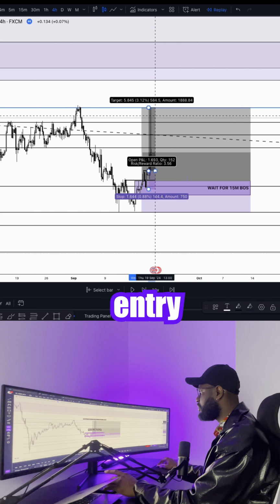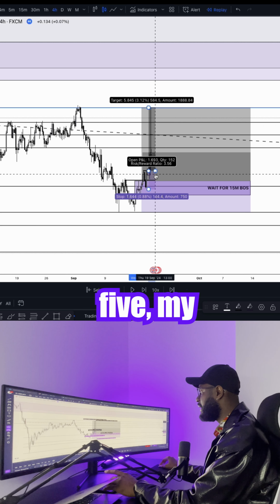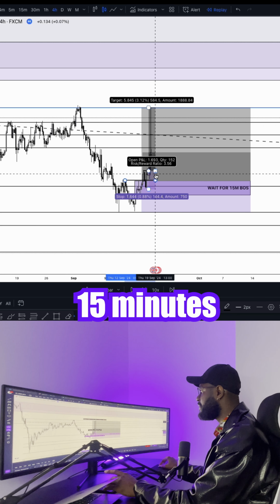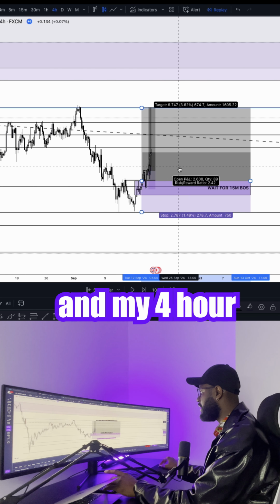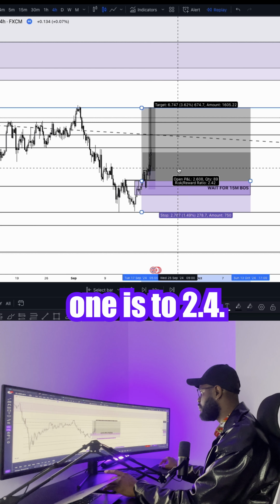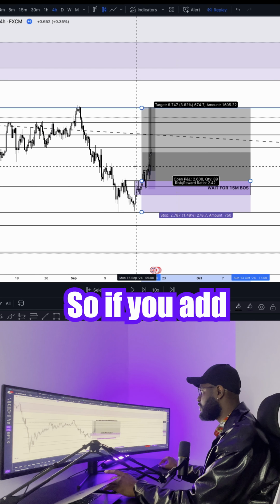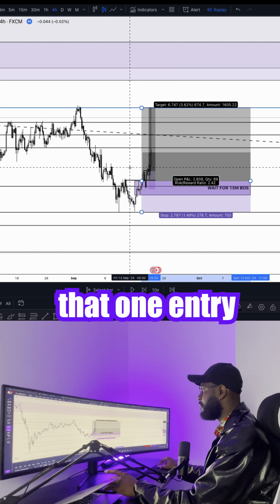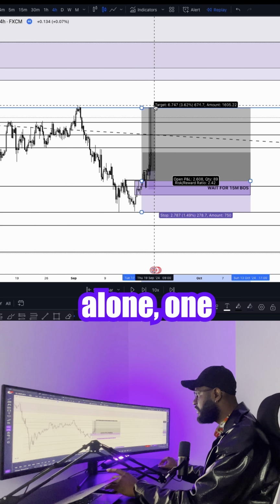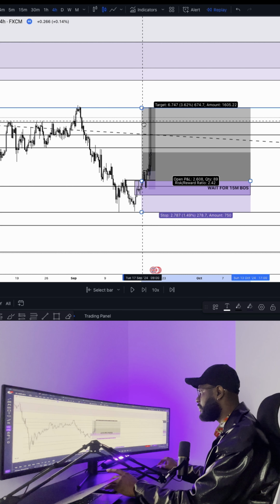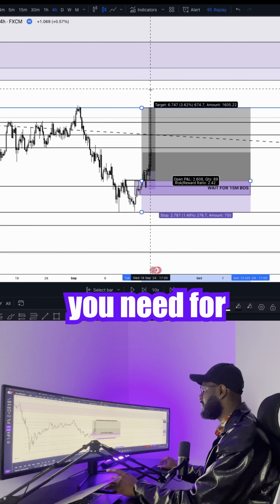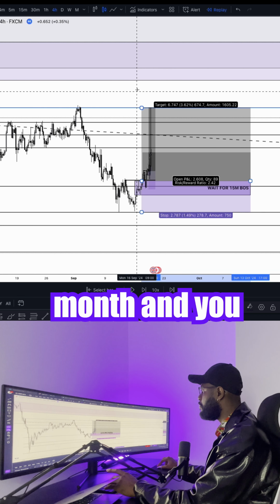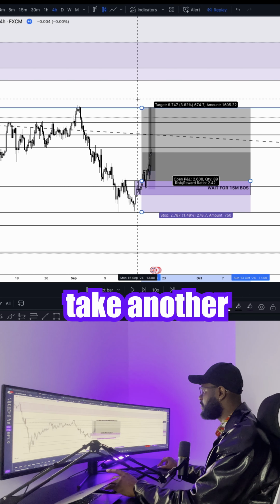My 3 minute entry delivered the 1:5. My 15 minutes entry delivered the 1:3.56. And my 4-hour entry delivered the 1:2.42. So if you add that up, you will see that one trade setup could literally deliver all you need for the entire month, and you don't need to take another trade.